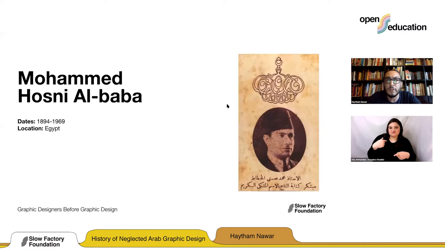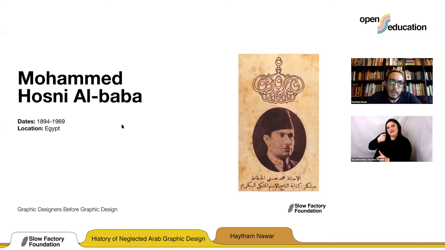So firstly is Muhammad Husni al-Baba. That's his business card and that's his personal image. And beautifully, again, he designed a monogram for King Farouk the First, which you can see at the top, proudly added to his business card, showing that he's the designer of the monogram of King Farouk. And that's his name on the left.